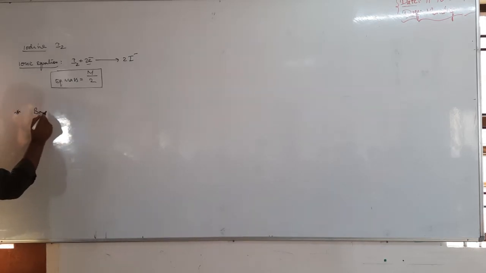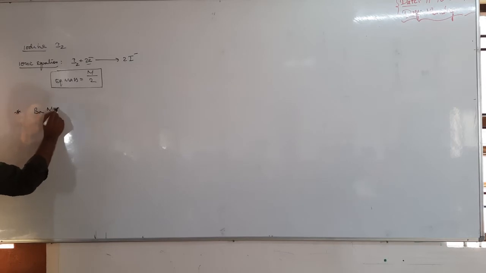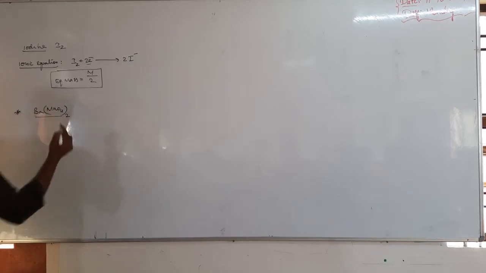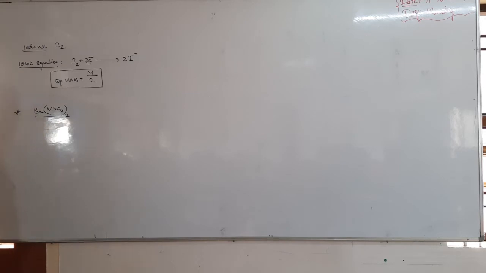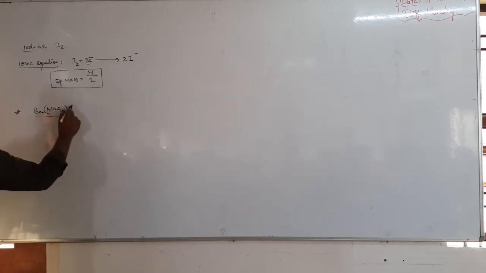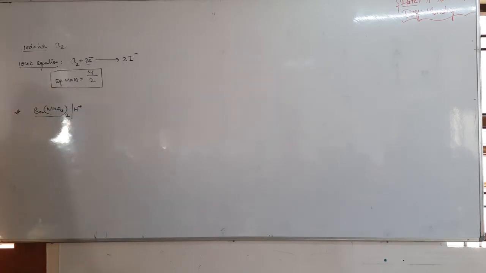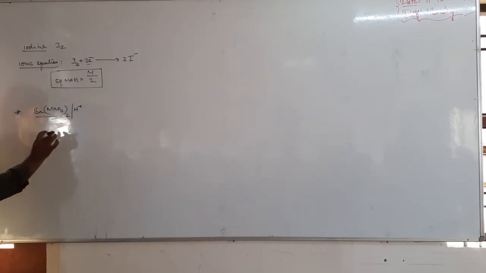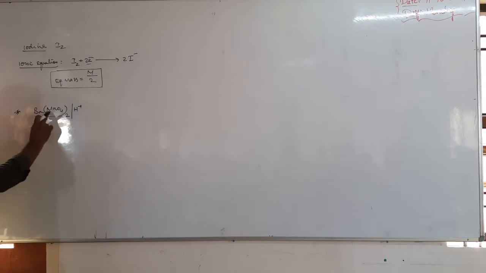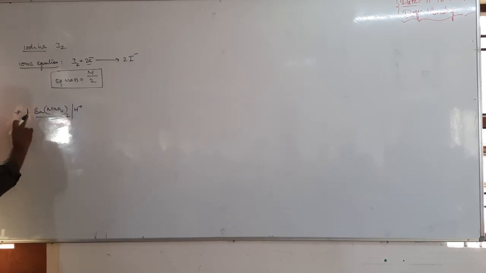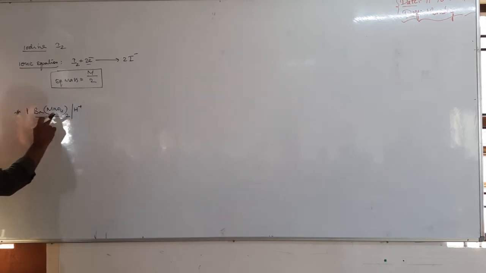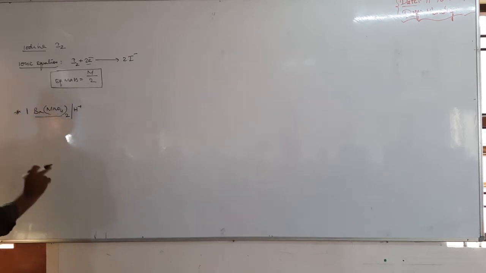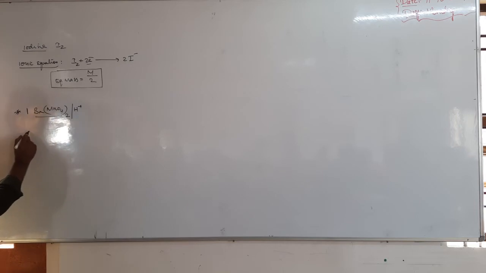Barium permanganate, let us say in acidic medium. Tell me, in barium permanganate there are how many permanganate ions? MnO4 is 1 mole, no? 1 mole of barium permanganate has how many permanganate ions? 2. So therefore, now what is the ionic equation?